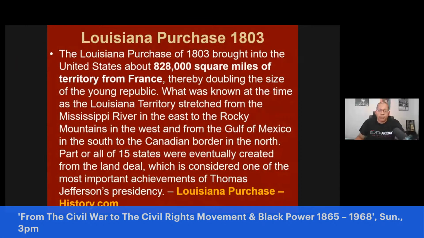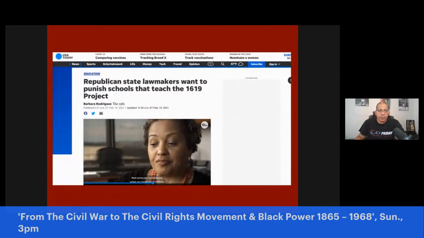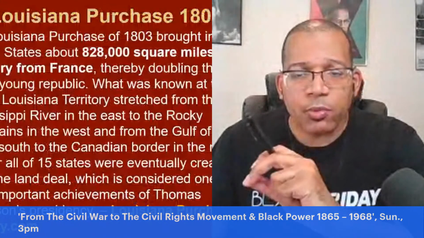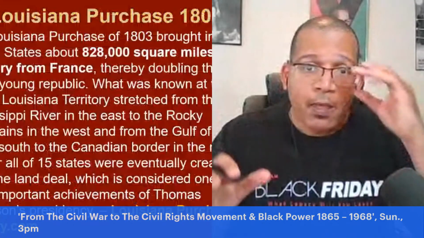Okay, so the name of this class is From the Civil War to the Civil Rights Movement and Black Power, 1865 to 1968. We start off with the Louisiana Purchase and the Haitian Revolution. We start off in 1803 with the Louisiana Purchase and the Haitian Revolution. Okay, this is a very crucial period of history. And we look at this history chronologically, okay?